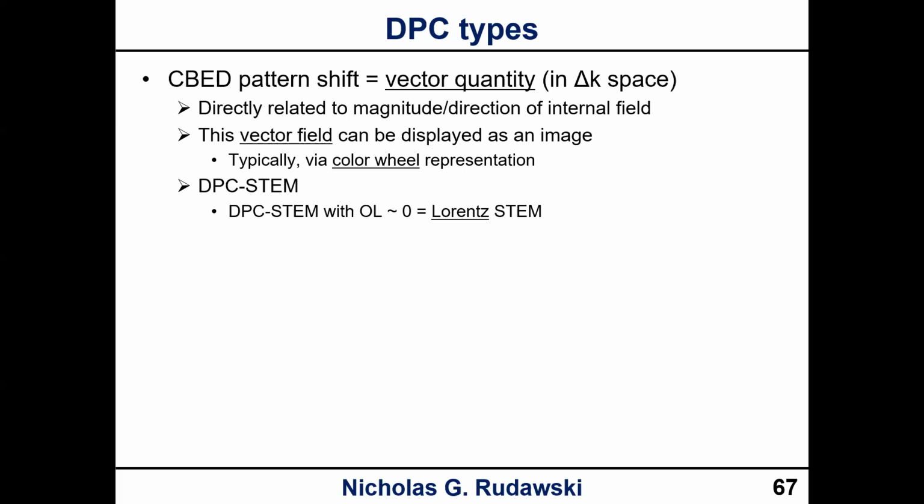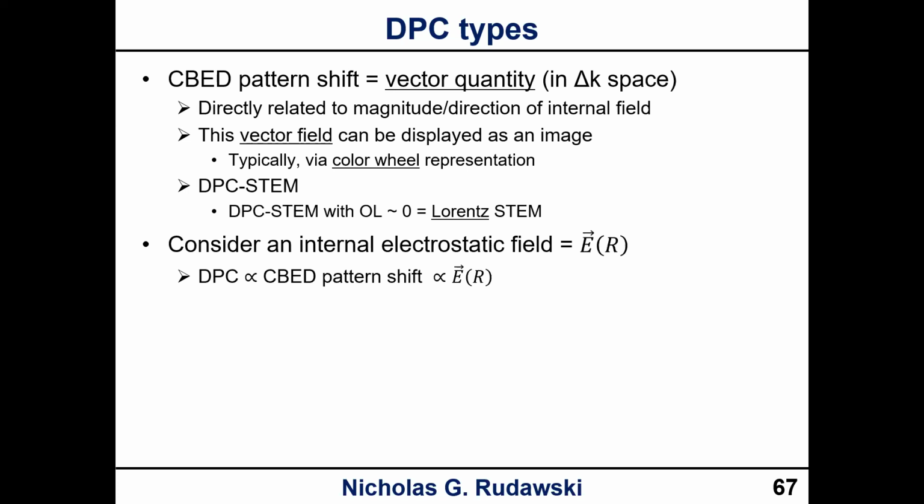Then we have DPC STEM, where we're displaying a vector field: the shift in the CBED pattern as a function of position, a vector as a function of position. There's a special type of DPC STEM when we turn the objective lens off, which we call Lorentz STEM, because that way we can avoid wiping out the magnetic domains in the material.